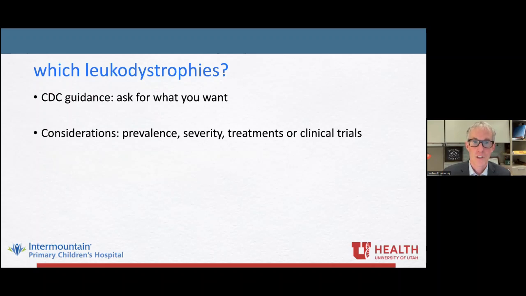So when we put these codes together, we asked for guidance on which ones to ask for, and got kind of the vague answer, like ask for what you want. But the truth is you have to be a little bit politically savvy about this. So we had to think about which ones are most prevalent, which ones are most severe, which ones had treatments or clinical trials where we could really justify it to the CDC committee.